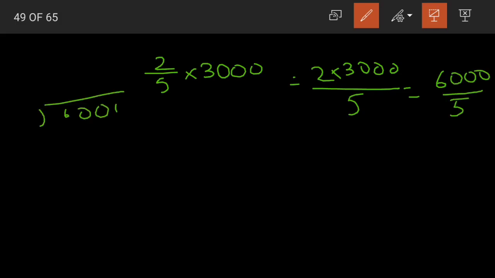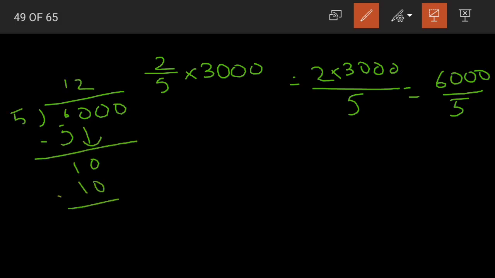When we divide 6000 by 5, 5 ones are 5. When we subtract, 1 is remaining, 0 brought down. 5 twos are 10. Again 0.